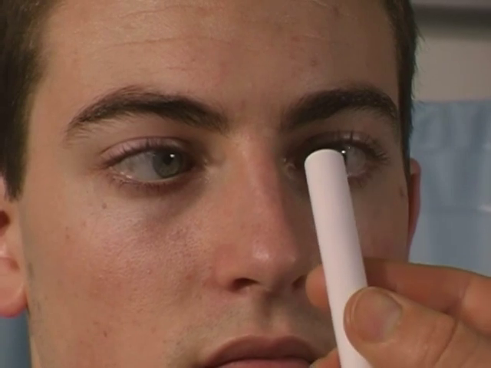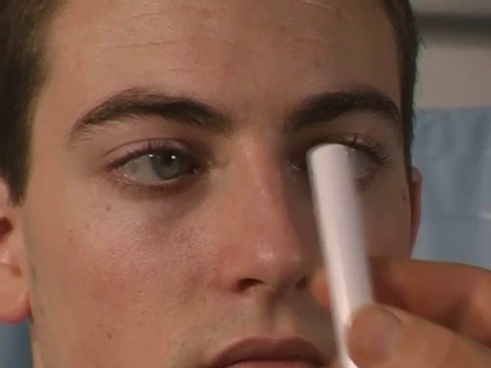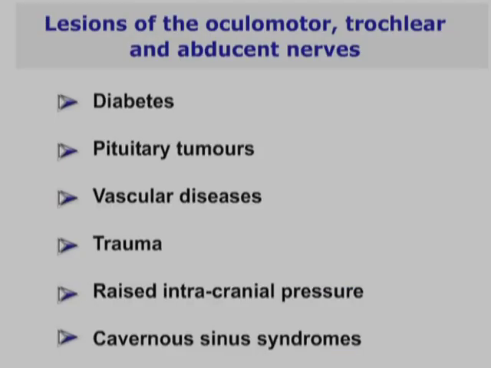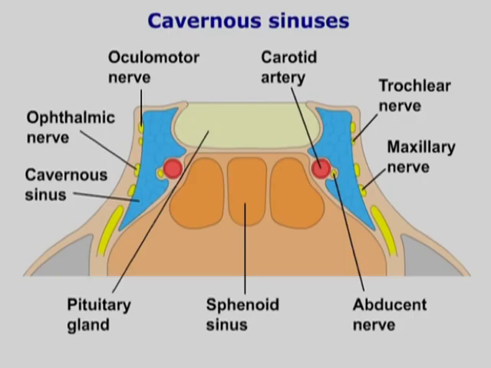Now test for accommodation and convergence. Hold an object about a foot away from the patient's nose and slowly bring it closer with the patient fixing on it. You should be able to observe the pupils constricting in order to allow the patient's vision to remain in focus whilst the eyes converge medially. And cavernous syndromes, tumors with artery aneurysms.